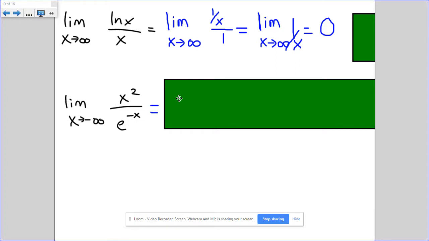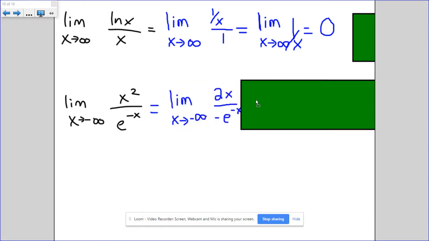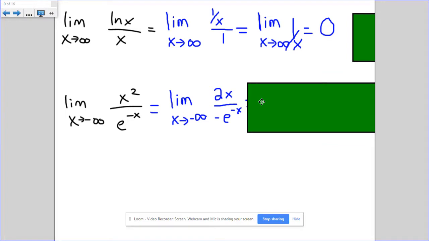So I'm allowed to use L'Hopital's rule, take the derivative of the top and the derivative of the bottom. Just remember, the derivative of e to the negative x is itself, e to the negative x, times the derivative of the exponent, which would be negative 1. That's why I have that negative out front.